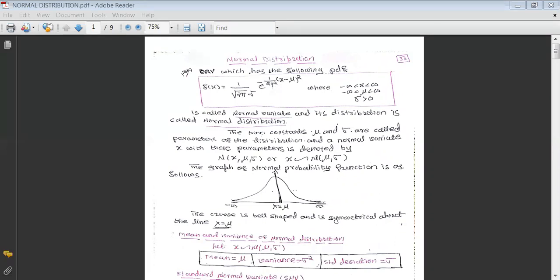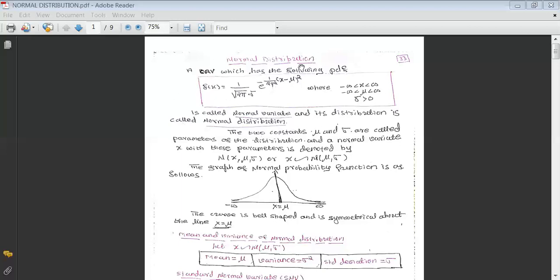Here, a continuous random variable which has the following probability density function given by f of x equals 1 divided by root 2 pi into sigma, e raised to minus 1 upon 2 sigma square into (x minus mu) whole square, where x lies between minus infinity and plus infinity, mu lies between minus infinity and plus infinity, and sigma is greater than 0, is called a normal variate, and its distribution is called the normal distribution.